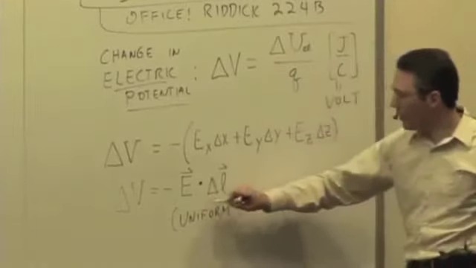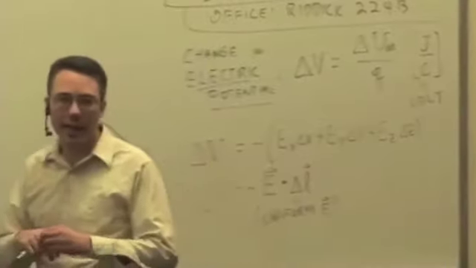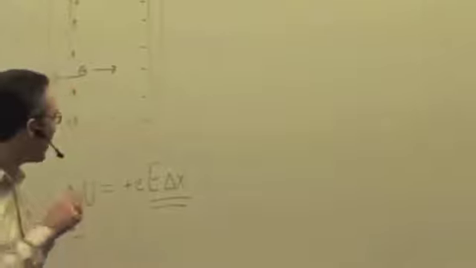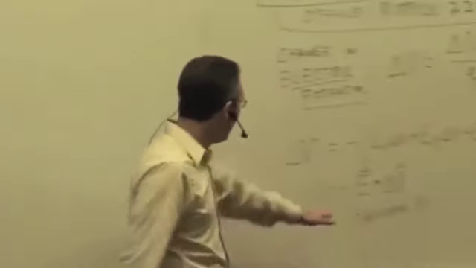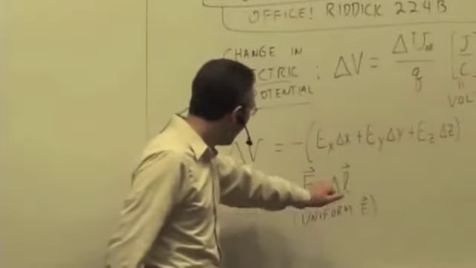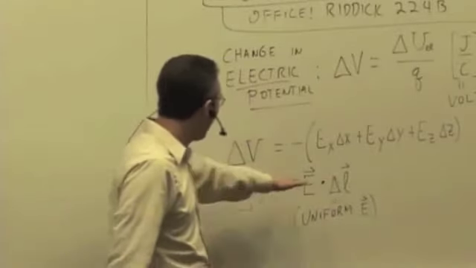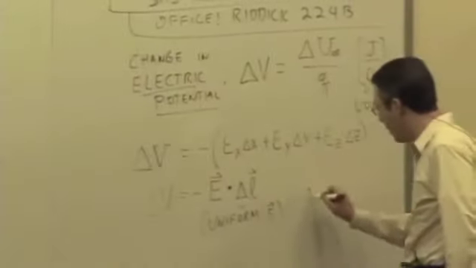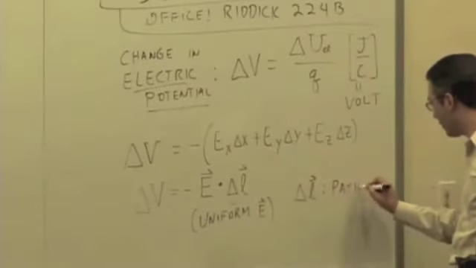And the important thing to realize here is it's a scalar. It's giving us a scalar. Like any dot product, it's giving us just a single number. It can be positive or negative, but it's not a vector quantity. We're combining two vector quantities, and those quantities are the field, the electric field, and the path. So delta L is a path vector.